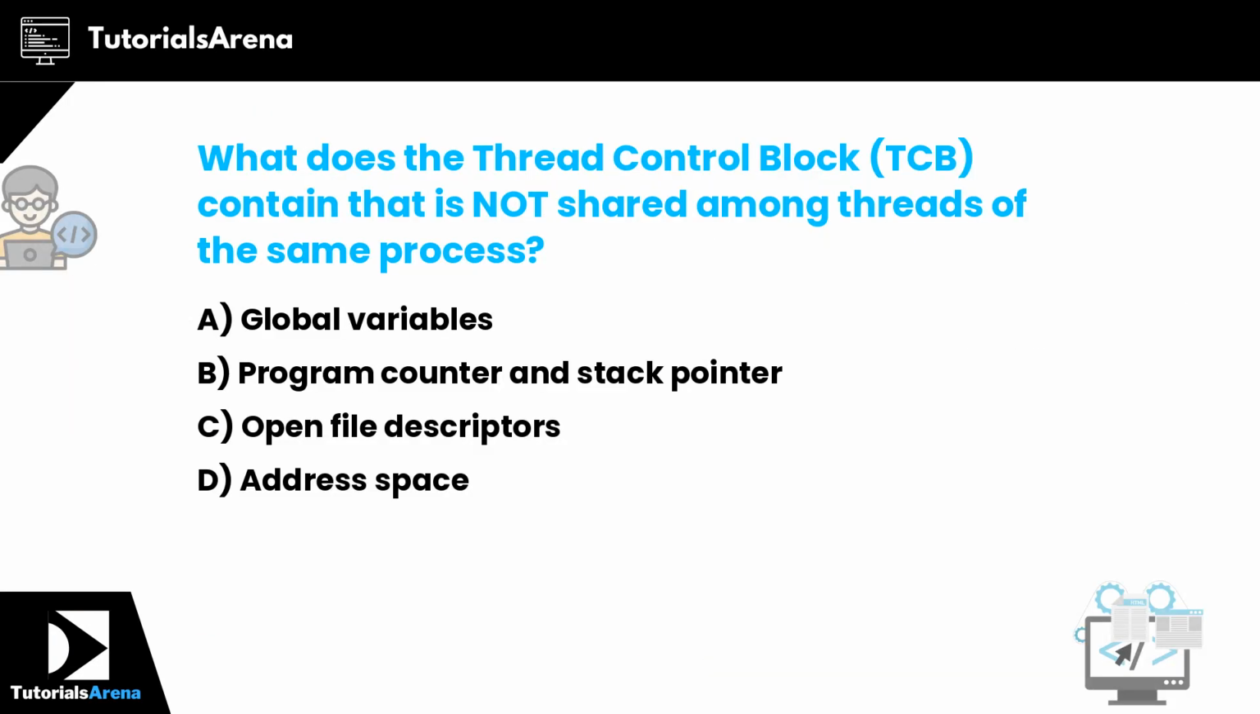What does the thread control block, TCB, contain that is not shared among threads of the same process? The correct answer is option B, program counter and stack pointer.